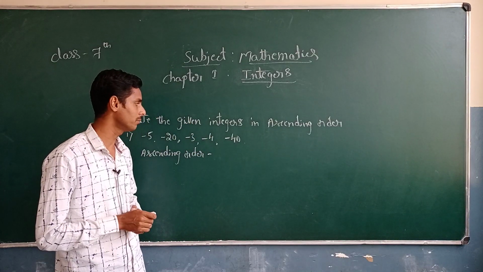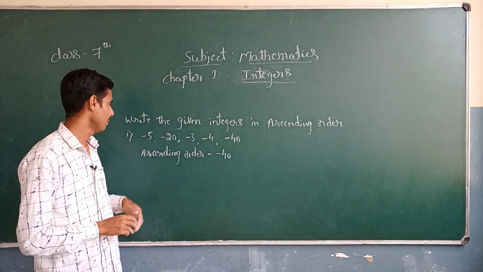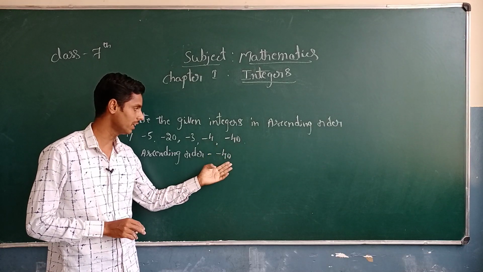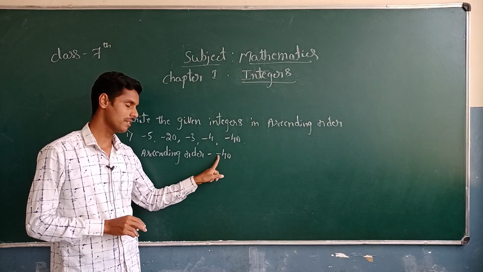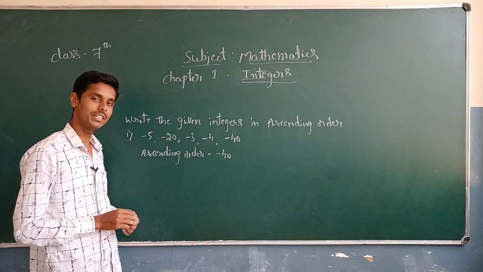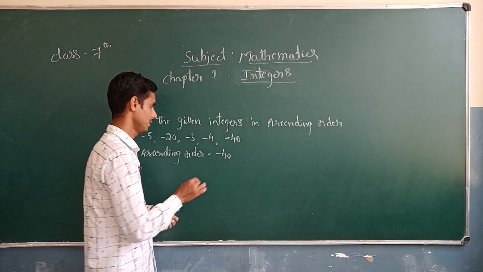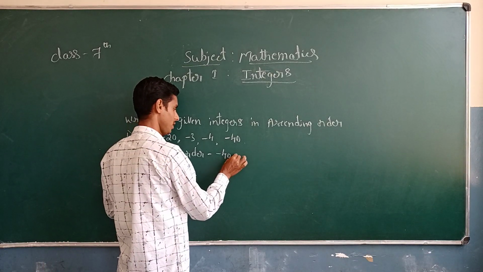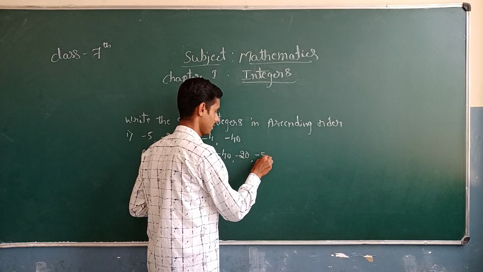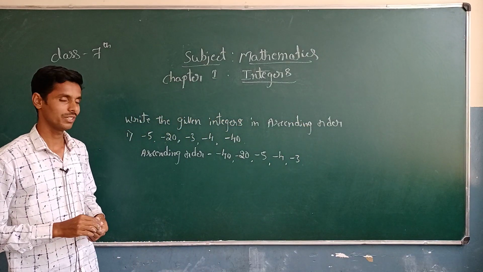So which is the larger looking number here? Minus 40. It looks larger, but it is not a larger number among these numbers. It is a very lesser number. So minus 40 will come first, because since it has a minus sign, it is the least number among these numbers. Ascending order means first we write the smallest one, after that the next number, after that the next number. After minus 40, which number do we write? Minus 20, right? After that, minus 5. After that, minus 4, minus 3. Did you understand?